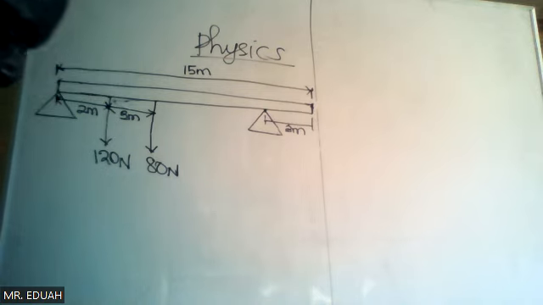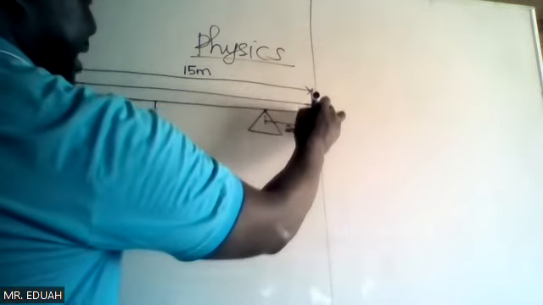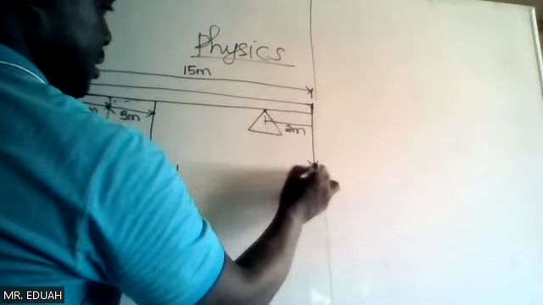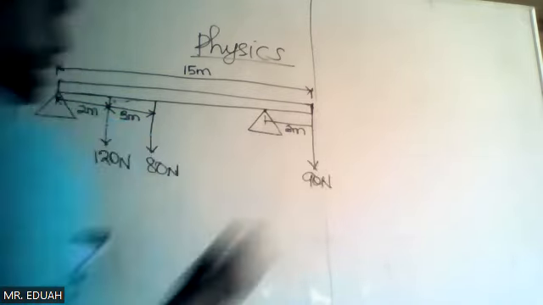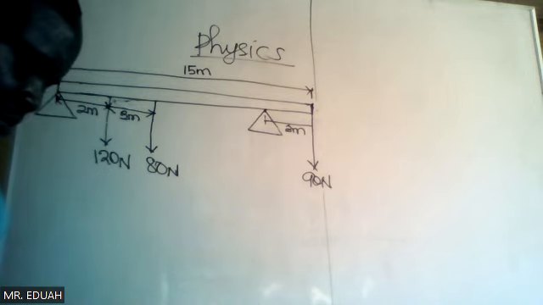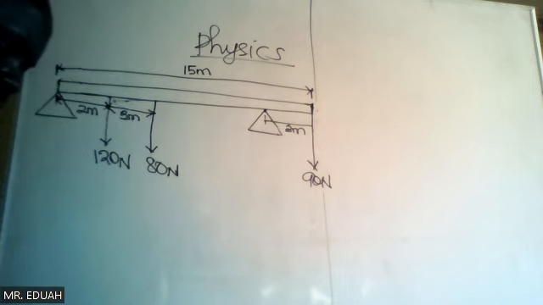Then 90 Newton at the right-hand end. We have this load, 90 Newton, just at the right-hand end of the beam. We are to make a sketch of the beam and clearly show all loads, and that's what we have done.